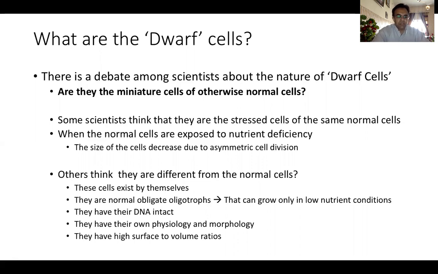What does it mean, surface to volume ratio? It means because their size is small, they have a bigger surface exposed to the environment, so that they can take advantage of the bigger amount of possible absorptions from the outer environment.